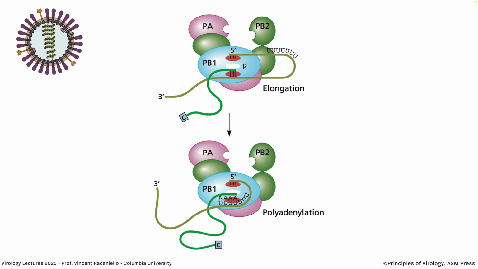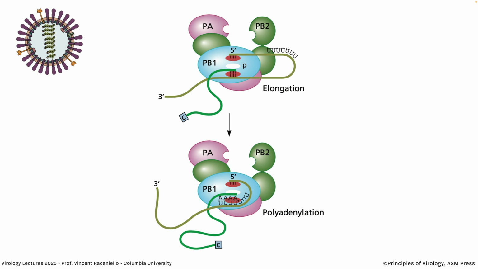And remember, with VSV, I told you that there's this funny mechanism of polyadenylation where the polymerase gets into the intergenic region and it hits a stretch of U and it freezes and begins to just churn out A's until it puts about 200 A's on, and then the mRNA falls off. Kind of a similar thing with influenza virus.